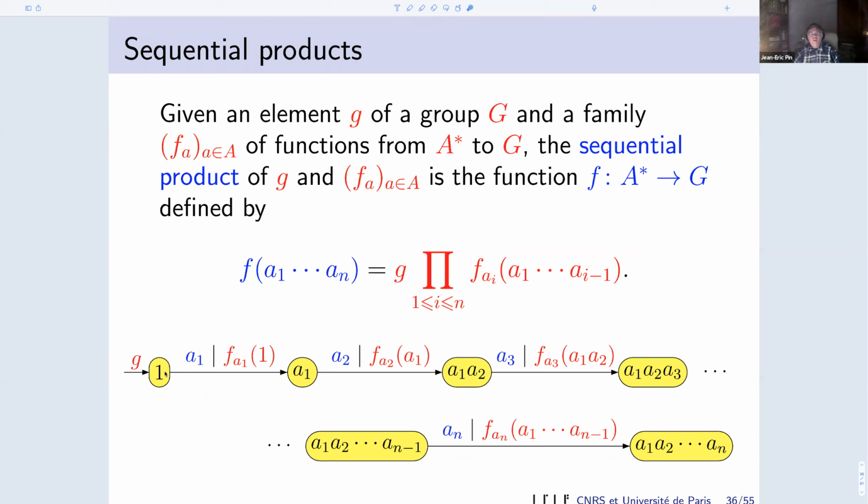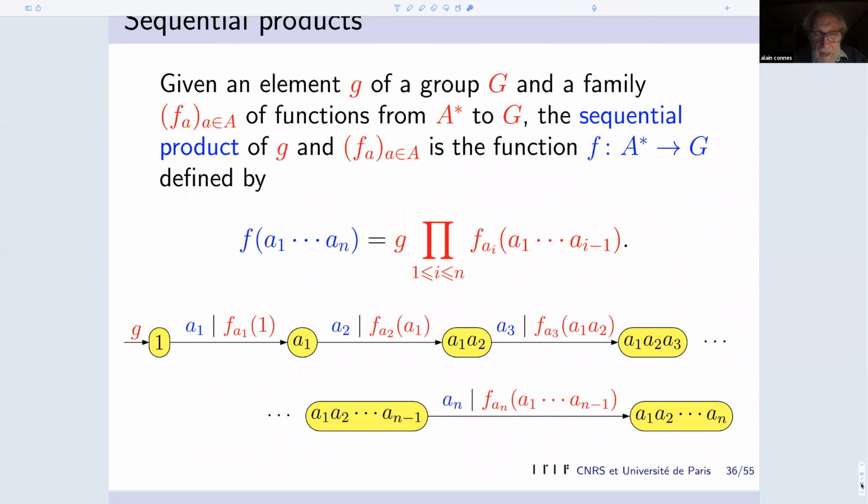This is an automaton, actually an infinite one, which reflects exactly this: A1 reflects this one, and so on. This A1, A2 reflects this one, and this A3 reflects this input. Anyway, this is a sequential machine. That's why it's called a sequential product. And this sequential product, as I told you, suffices to generate all polynomials.